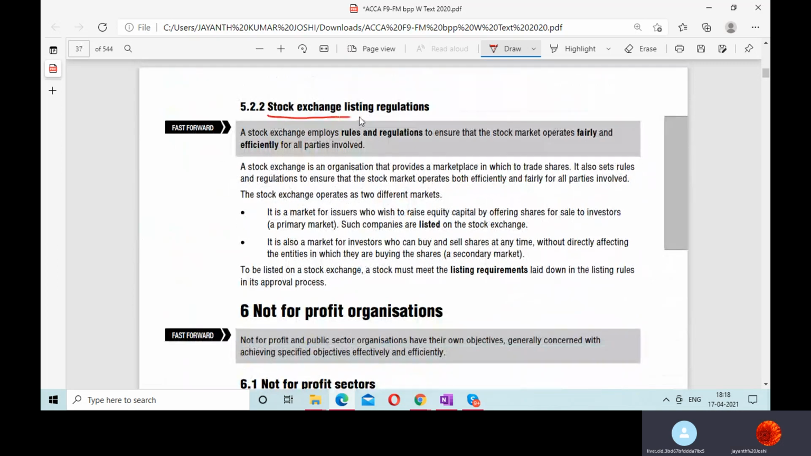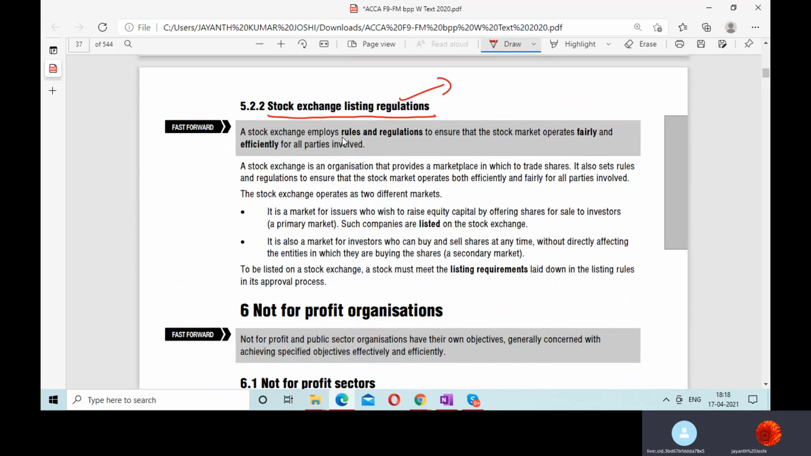Then come the stock exchange listing regulations. You will invest in a quoted company, a listed company or an unlisted company. I would say go for unlisted also, no problem, as long as you are sure about the company. If you have done your research and you are pretty much sure that yes, this company is good, go for it, no problem. You have done your due diligence. But a listed company does not require that much due diligence because everything is in the public domain.